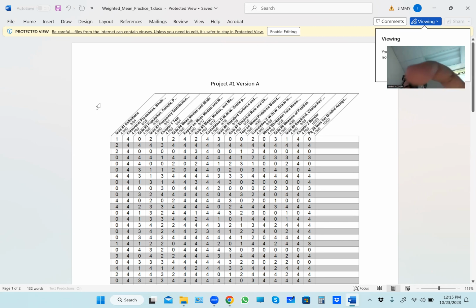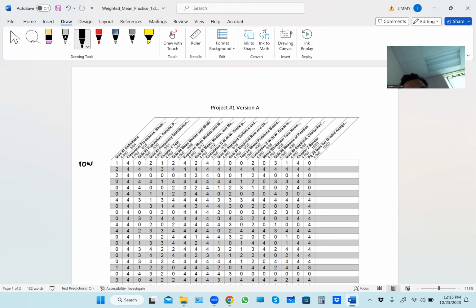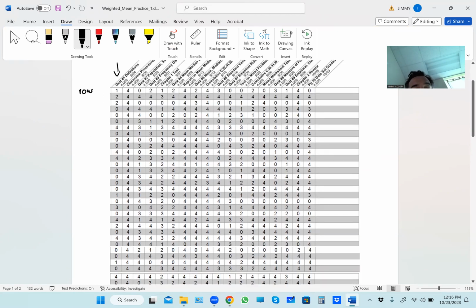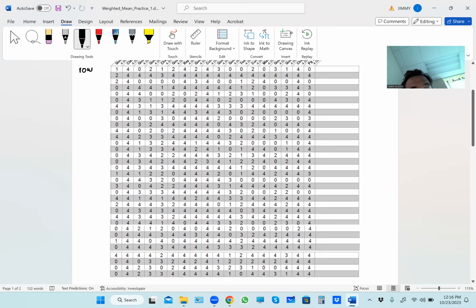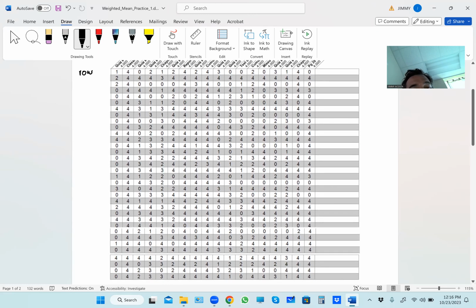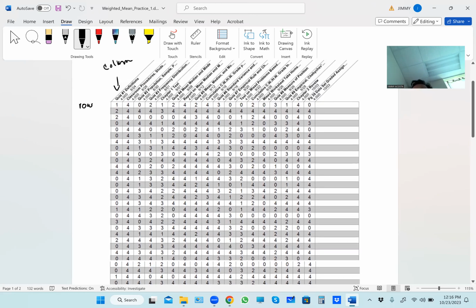Let me go ahead and enable editing here. I guess we can say this is a row and this is a column. So each one of the rows is a different student. Each one of the columns is a different assignment. And so we have a bunch of students here: 1, 2, 3, up to 34 students.